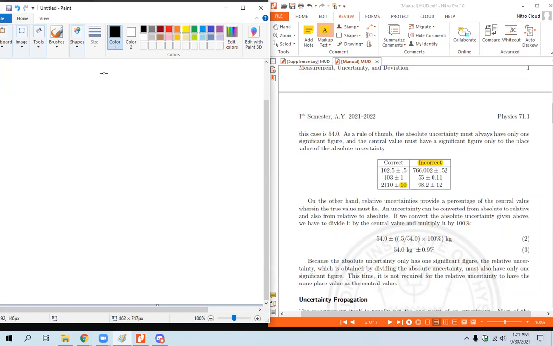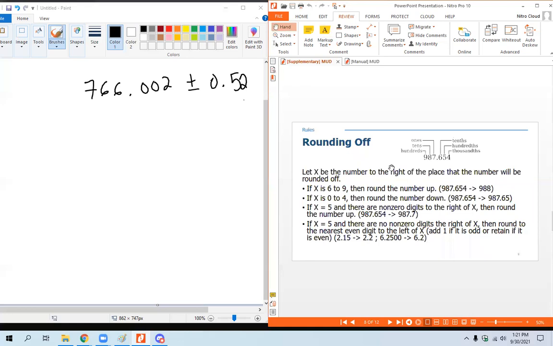So yung una dito, 766.0002 plus or minus 0.52. So, mali ito in two ways. Parehong rules ng uncertainties ang na-break dito. So, first, to correct this, gusto natin na gawing one significant figure lang si uncertainty. So, to do that, we will have to round off.